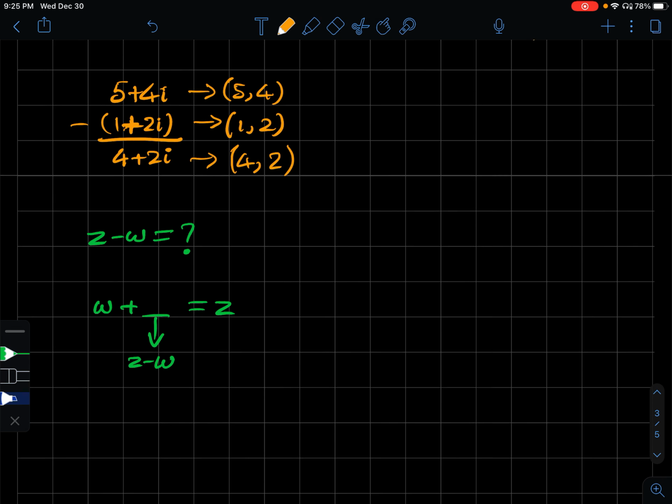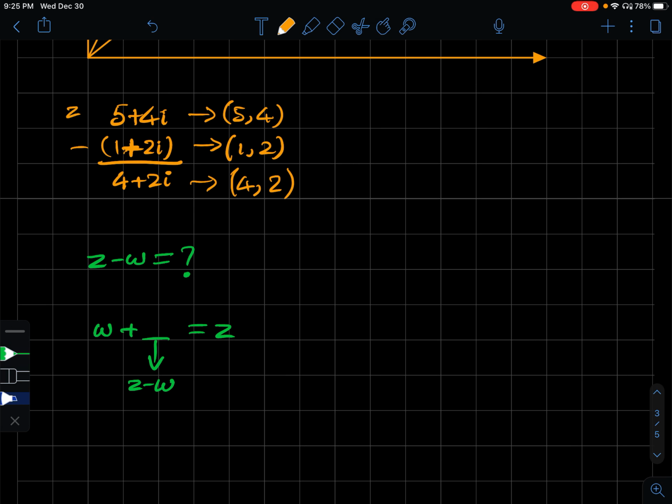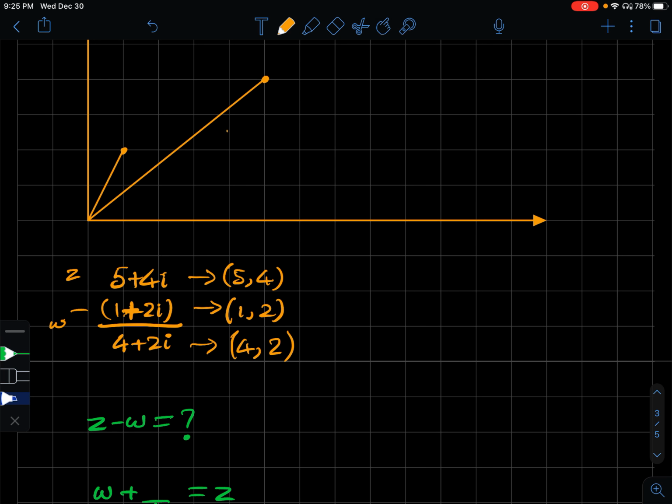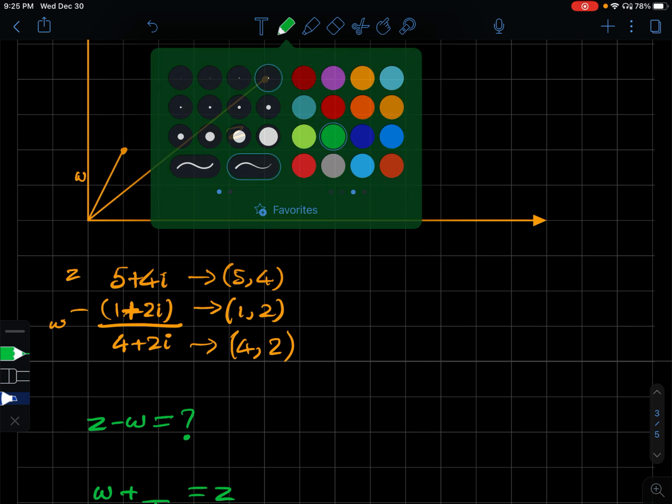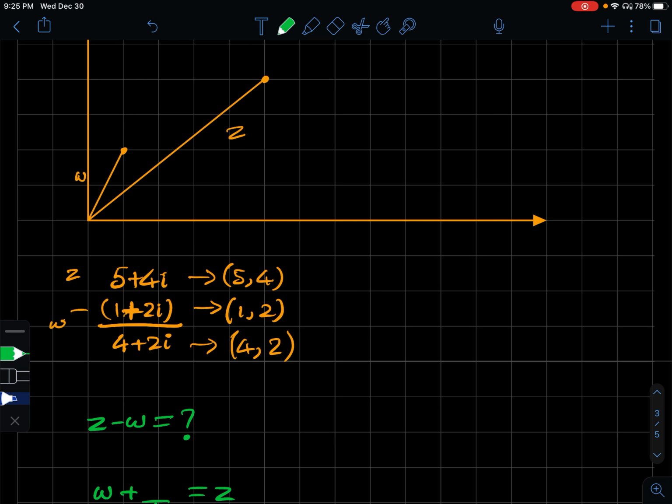So in this case, the first number here is z, and the second one is w. So this is z and this is w. What do we have to add to w to get z? Now, using what we just discovered about complex number addition, if you add this complex number right here, you'll get to z. And this is the same complex number that we found as the result.